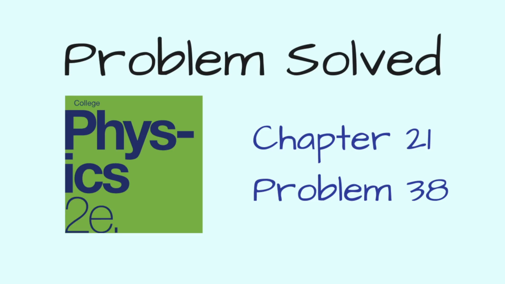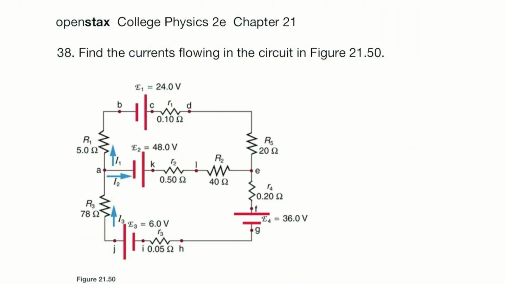Welcome. In this video, we are going to take a look at problem 38. It is from chapter 21 of College Physics 2E by OpenStax. We have this circuit and we need to find the currents. There are three currents, I1, I2, and I3.